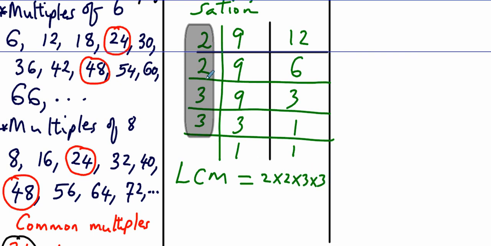Cool, yeah? 2 times 2 is 4. 4 times 3 is 12. 12 times 3 is 36. So you can check that using a calculator and come back to me. So this is 4. That will be 36. So LCM of 9 and 12, the LCM is 36.